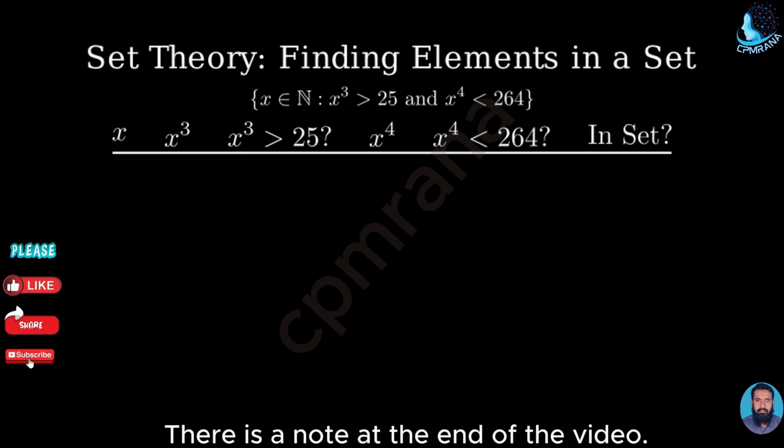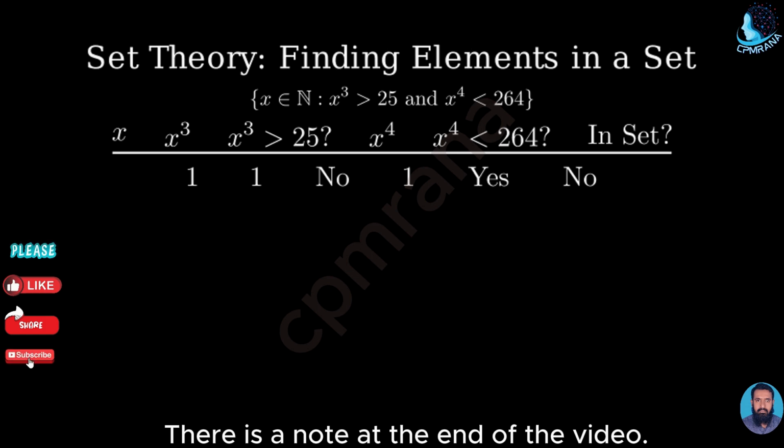Let's start with x equals 1. 1 cubed is 1, which is not greater than 25. 1 to the fourth is also 1, which is less than 264. However, since 1 cubed isn't greater than 25, 1 is not in our set.